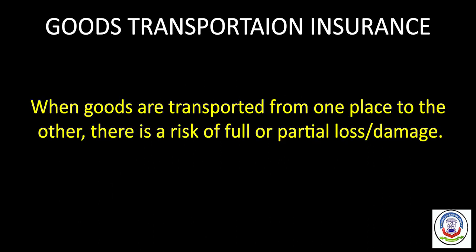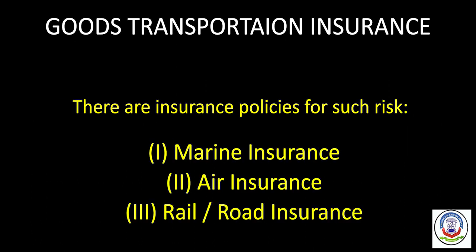When goods are transported from one place to another, there is a risk of full or partial loss or damage. It means if goods are transported from one city to another city, or from one state to another state, there is a risk of full or partial loss or damage of the goods in transportation. There are insurance policies for such risk. Insurance companies have started goods transportation insurance. First one is marine insurance, second one is air insurance, and the third one is rail and road insurance.